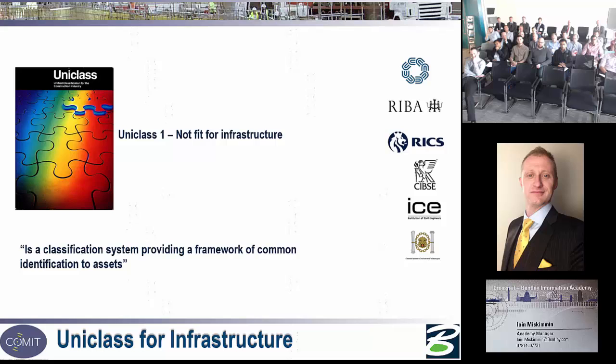So when Crossrail started up, they used Uniclass 1. It wasn't fit for infrastructure. It didn't do road, didn't do rail, didn't do a lot of things. It did a lot of buildings very well, but didn't do anything else. Uniclass 2 came along. It's a vast improvement. It did a bit of light rail, did a bit of other bits and bobs, but it didn't deal with most of the infrastructure. And the structure had changed. And you'll find most people will not have gone for Uniclass 2. They'll have stuck with Uniclass 1 and carried on as a standard. Crossrail adapted Uniclass 1. So basically they used the structure and added all the rail and the stations, etc. within that.